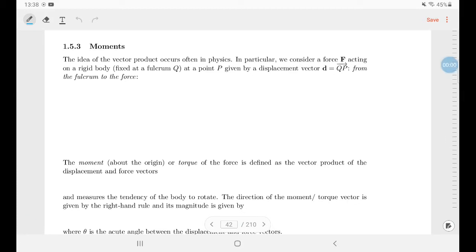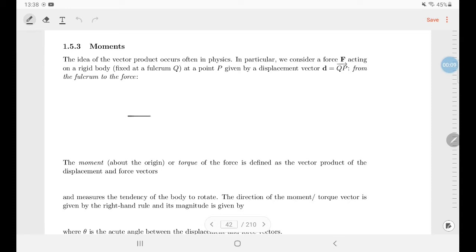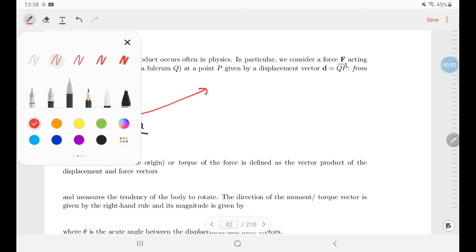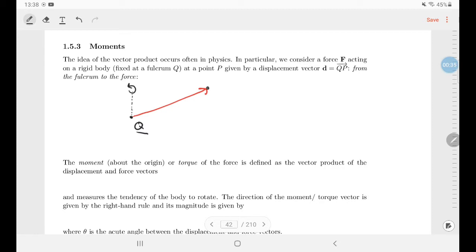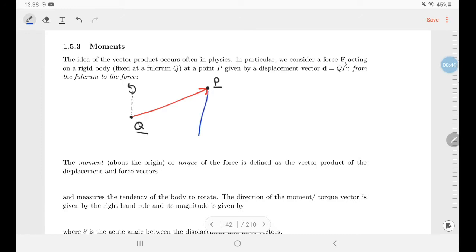So now we're going to look at moments. So we'll have a point Q. Q will be some fulcrum that doesn't move, but we're going to have rotation about it. We're going to cause that rotation by having a force applied at P. So we'll draw P here, and we'll have a force applied, say, here.